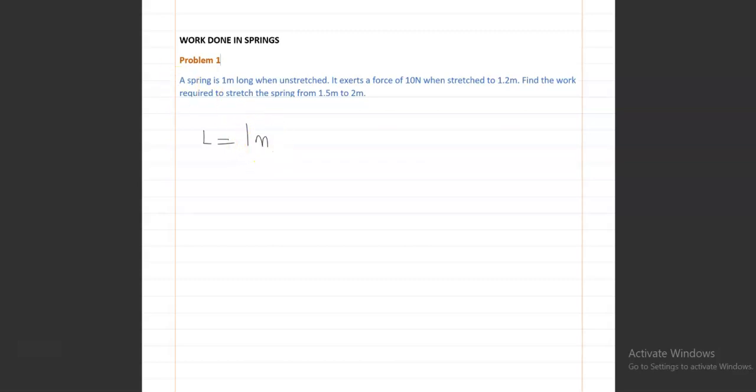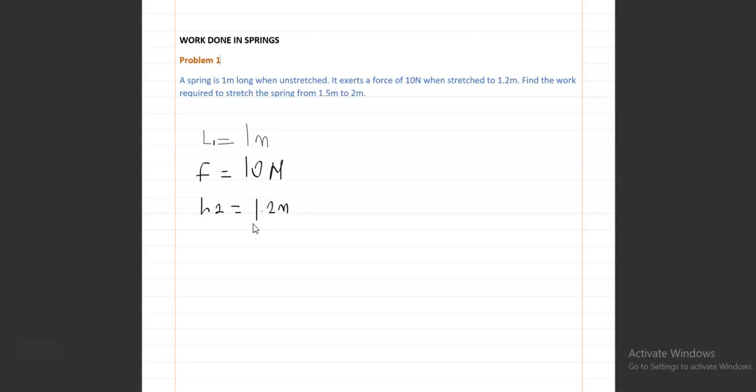Okay, I'll use a clearer pencil here. Now it exerts a force of 10 Newton when stretched to 1.2 meter. So it has a force of 10 Newton when it's stretched to 1.2, so L2 here equals 1.2 meter. So L1 is 1 meter, L2 is 1.2 meter.